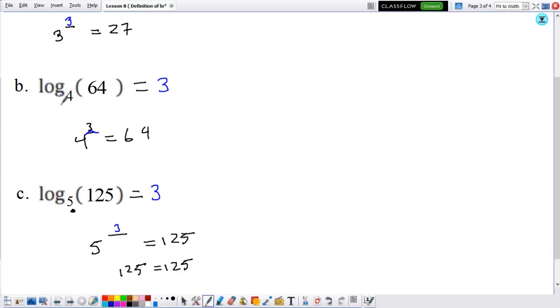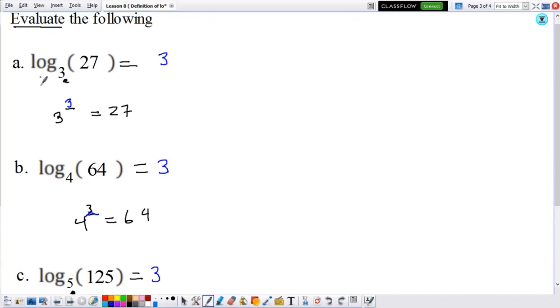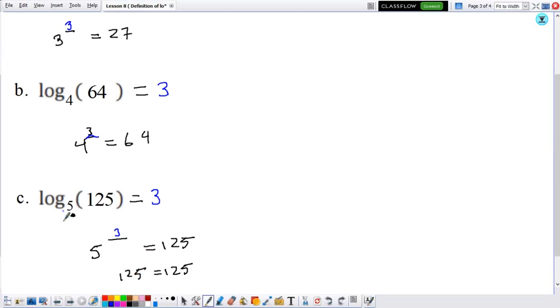In example B, our answer is 3, because 4 to the third gives me what's inside the parentheses, which is 64. In example A, 3 to the third gives me what's inside the parentheses, which is 27. That is the definition of the logarithm. Base, exponent, and what is equal to.